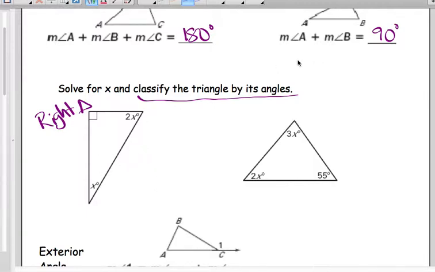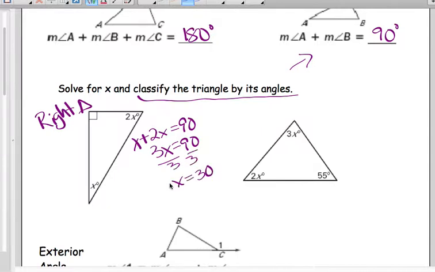So I'm using this rule over here that the two acute angles of a right triangle add to 90. So I can add x plus 2x equal to 90. And I can see that that's 3x equals 90. And dividing by 3 on both sides, x is 30. So in this particular problem, I'm getting 30. If I were wanting to find these angles specifically, I'd plug that in for x. And I would see that this angle is 30 and that this angle is 60.